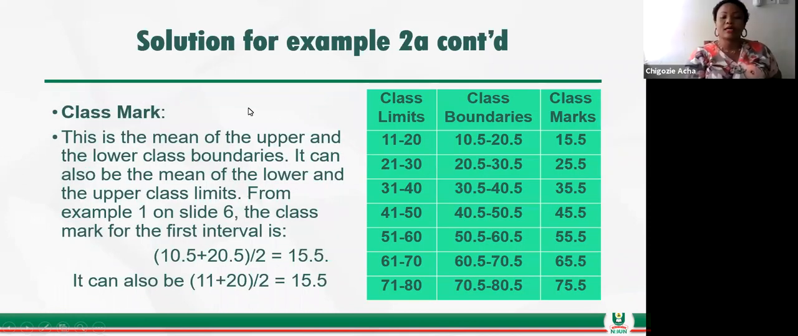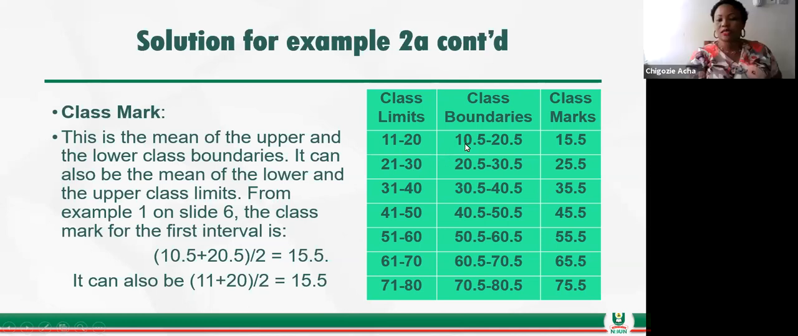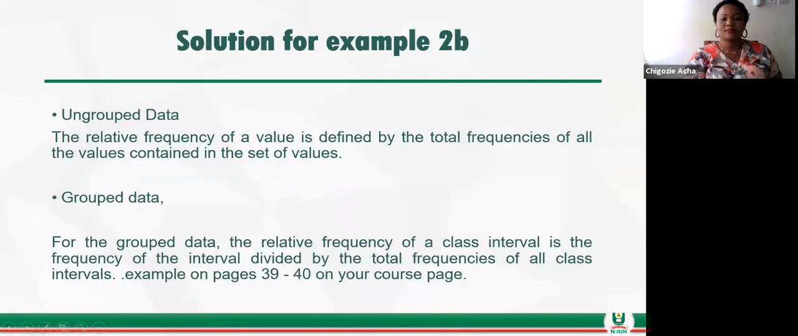Look at the class mark. Class mark is the midpoint of the upper and the lower class boundaries. From the same example, we illustrate how you get your class mark. If you check under class boundaries, you have 10.5 plus 20.5 divided by 2 to give you 15.5. Another way you can calculate is using your class limit: 11 plus 20 divided by 2 will also give you 15.5. You follow suit and calculate and get the values for other classes.